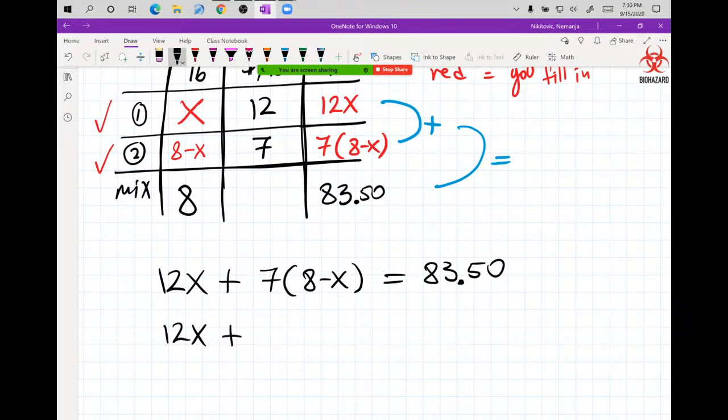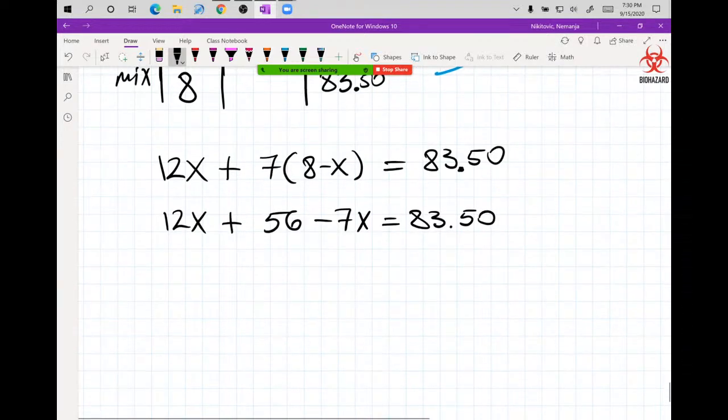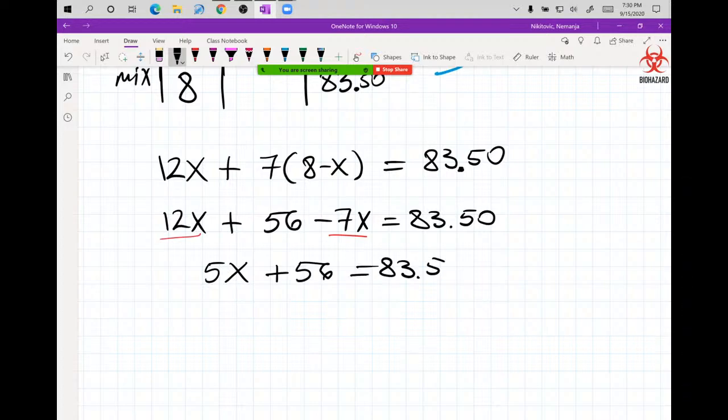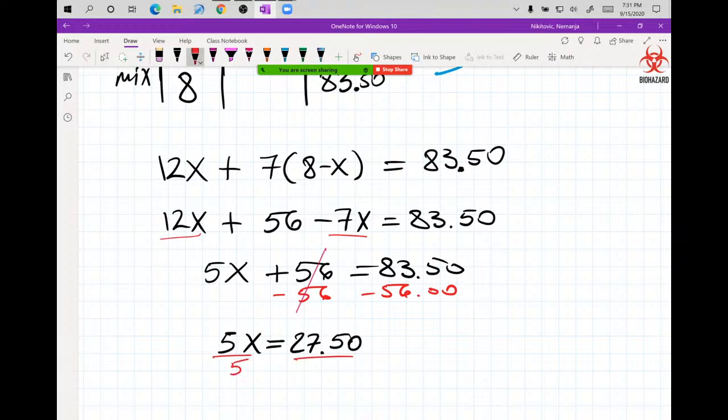So you have 12x plus 7 times 8, 56, minus 7x is equal to 8350. We have common terms here. So that's 12 minus 7, 5x, plus 56 equals 8350. Take away 56 on both sides. That's 5x equals 8294... that's 27.50 after subtracting, and when you divide both sides by 5, you get 5.5.